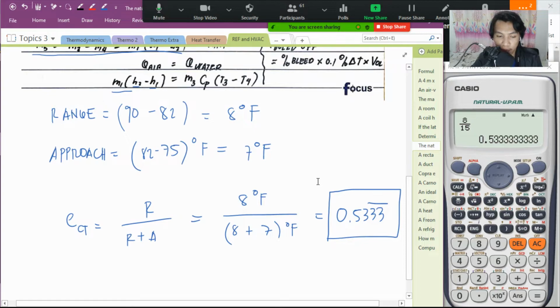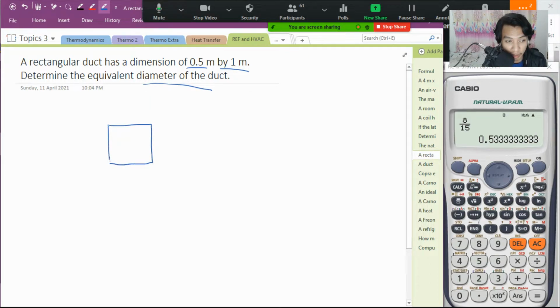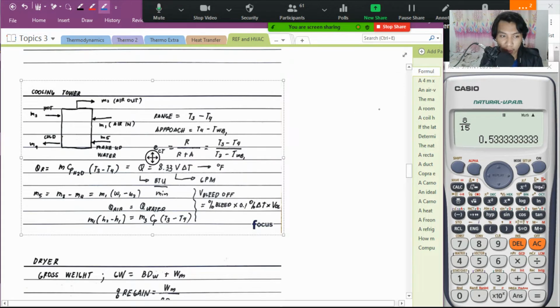So, that is for problem number 8. How about problem number 9? A rectangular duct, okay, a rectangular duct has a dimension of 0.5 by 1 meter. Determine the equivalent diameter of the duct. So, from this one, okay, rectangular yung duct mo to circular duct. Okay, ano daw yung equivalence nilang dalawa? So, let's go back to the formula.